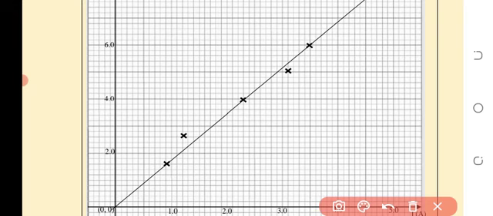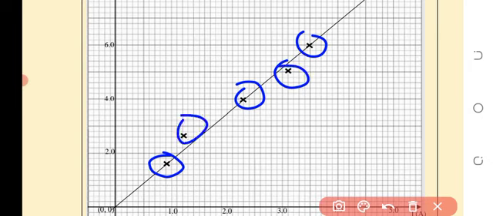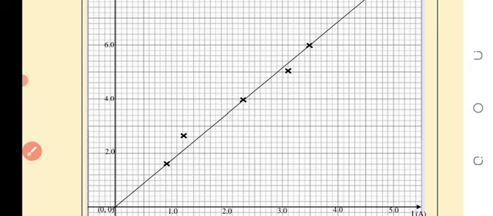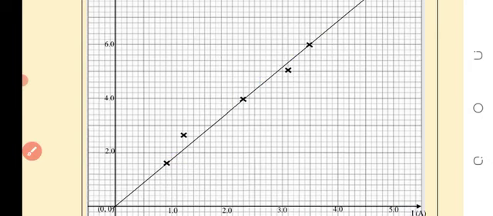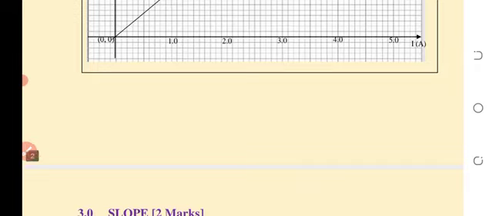And the last 3 marks for your graph is for correctly plotted points. When you plot your points correctly, you're going to have 3 marks for that on your graph. Okay, let's look at another thing to be considered while reporting a practical.